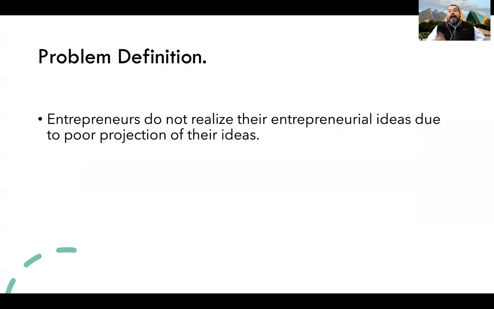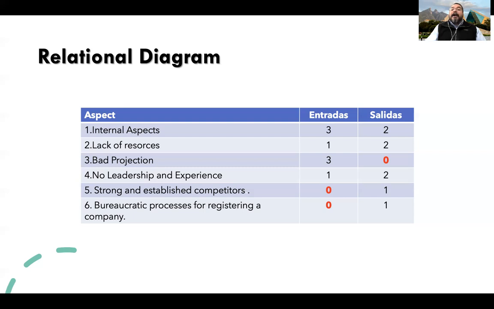So finally, we define the problem: entrepreneurs do not realize their entrepreneurial ideas due to the poor projection of them. That is the problem that we identify. But if we want to solve it, as we are going to see in the next video, we need to start thinking about the causes of that problem. Number 5 and number 6 in this specific exercise.